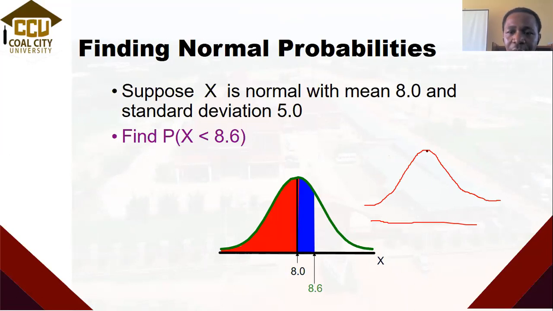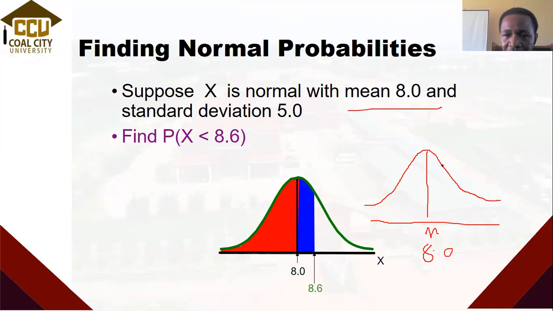You draw, and remember this highest point is where your mean falls. In this case, you're told that the mean is 8.0 and the standard deviation is 5.0. You are asked to find the probability that x is less than 8.6.